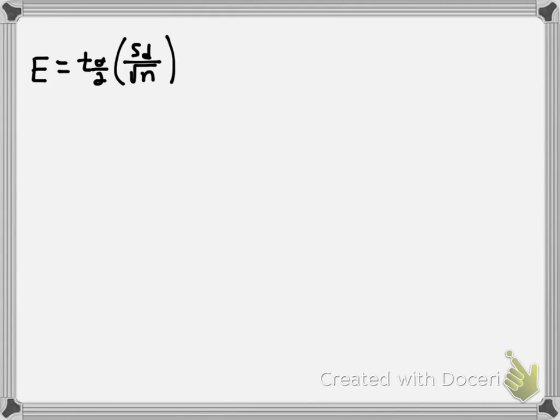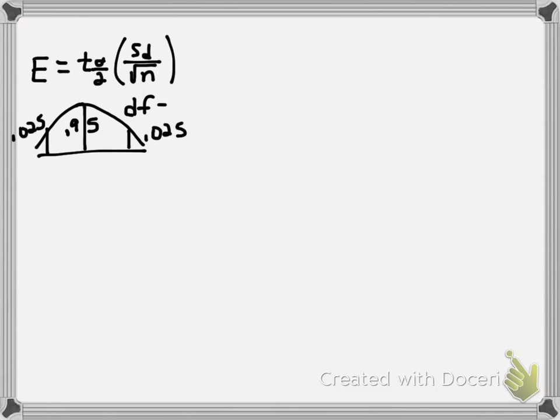So let's find the critical value. There's 95% confidence, so we have 0.95 in the middle, 0.025 in each tail. The sample size is 12, so the degrees of freedom is 11. Using table A3, you should find that the critical value is 2.201.